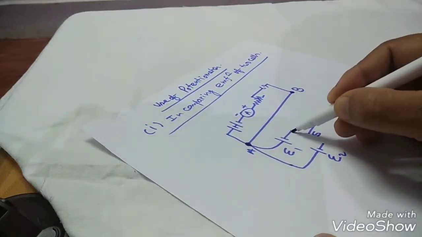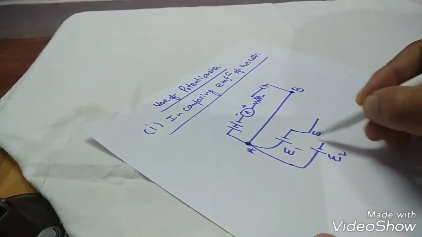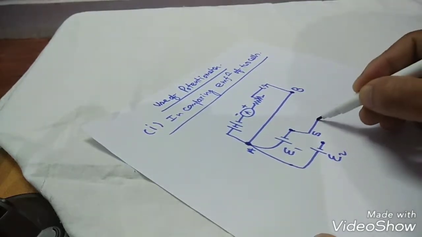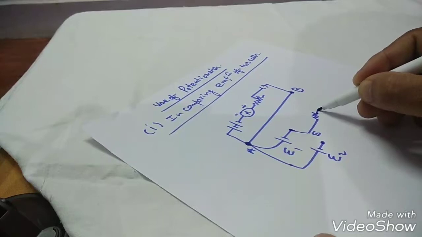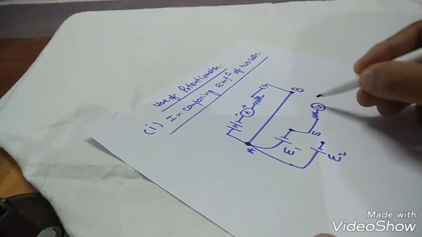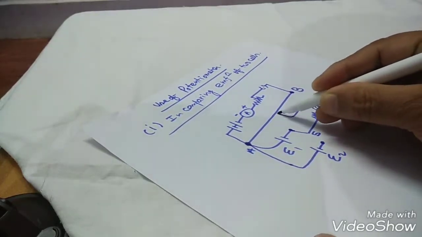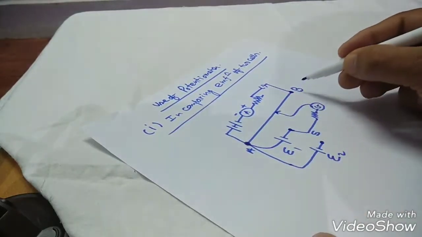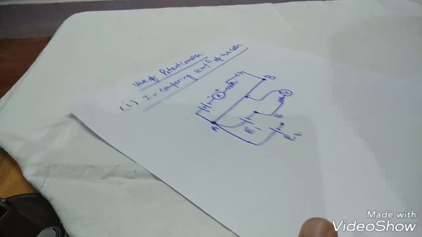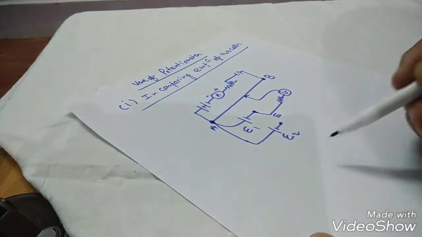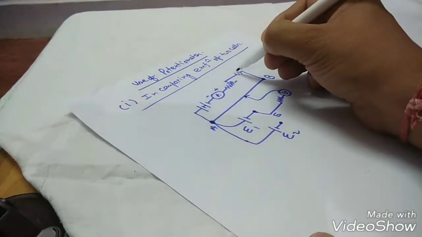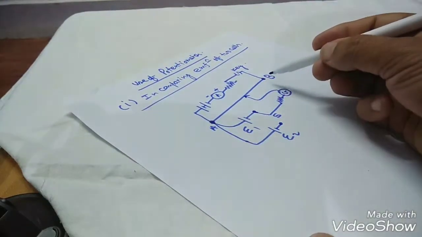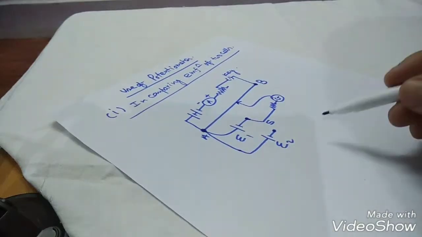S1 will be connected here, S2 will be connected here, and it will be connected to a load resistance. It will be connected to a galvanometer, and the galvanometer is connected to a jockey. The jockey can be contacted along the length of the potentiometer wire. So this is the circuit diagram. Firstly, this key is closed, and current will pass through this potentiometer wire.